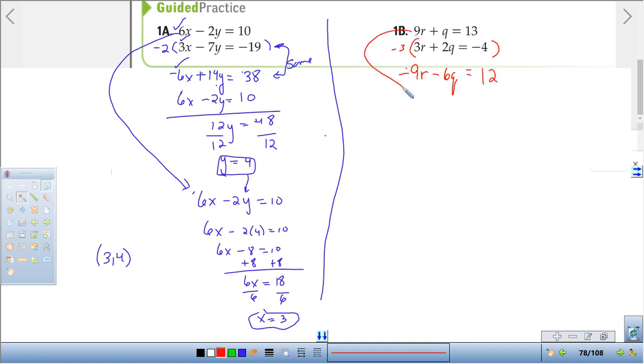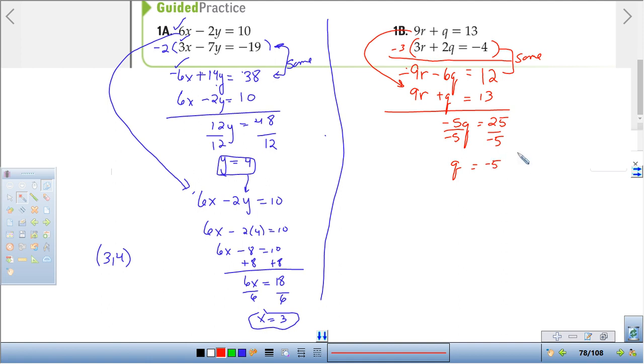I'm going to bring down the top one over here. Remember, these two are exactly the same. I'm going to go with 9r plus q is equal to 13. These cancel out on purpose. This gives me a -5q. This gives me 25. Divided by -5, divided by -5. This cancels out, giving me q is equal to a -5.